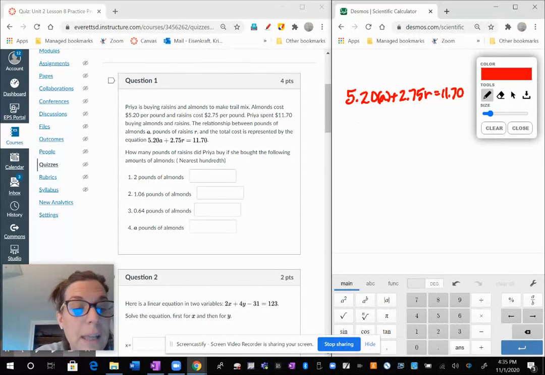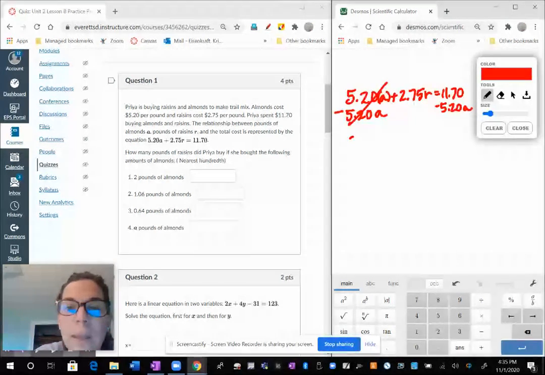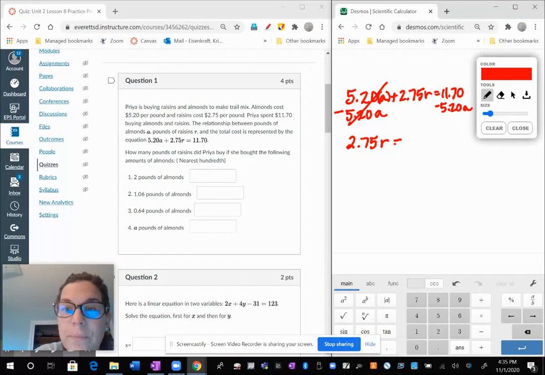Like, how are we going to figure out how many pounds of raisins? Even if we don't know exactly how many almonds we bought, when we do figure out how many pounds of almonds they purchase, we are going to multiply it by 5.20, and then subtract that from the total that they spent altogether. So we still can do that even if we don't know how many pounds of almonds. Just say, okay, when we know it, we're going to subtract 5.20 times the pounds of almonds from 11.70. That will give us the amount that was spent on raisins.